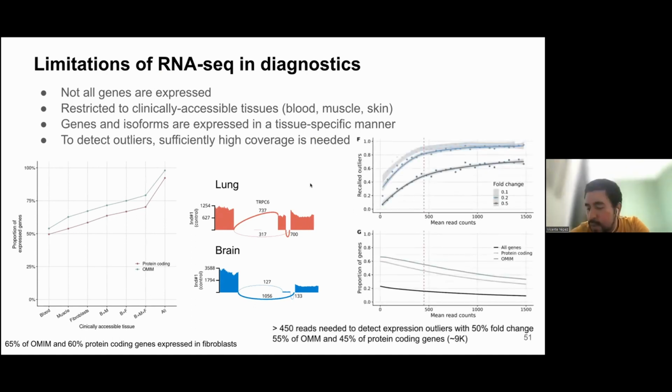Finally, because we are detecting outliers statistically, we need sufficiently high coverage. If the mean read counts are too low, we are not able to recover outliers. We see that at some point we recover 100% of them if the mean is quite high, but if it's very low, we simply cannot. So if the gene is not only not expressed but lowly expressed, we cannot detect, at least, underexpression outliers. So how do we overcome this?